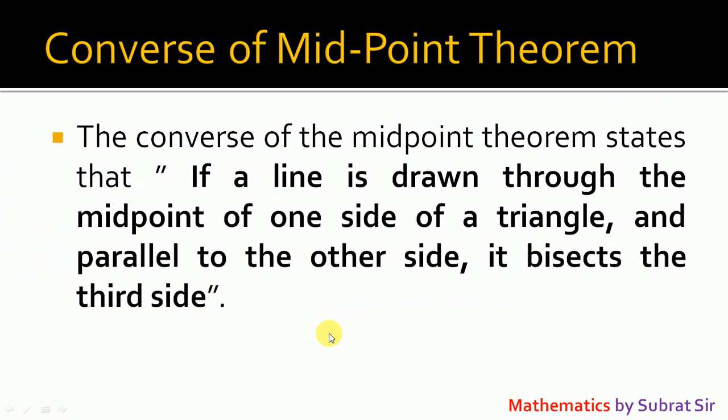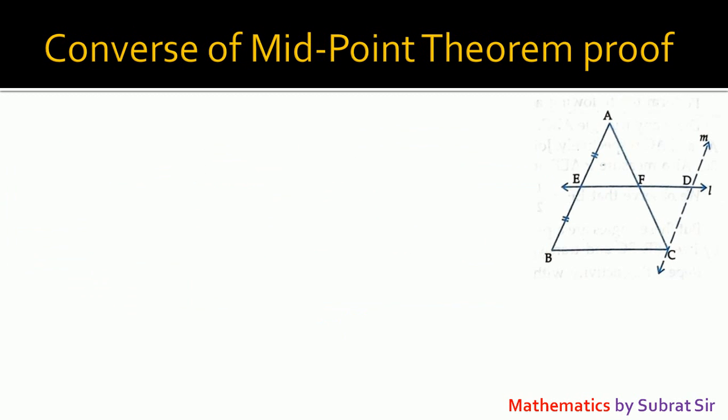Then we have a converse of midpoint theorem. The converse of midpoint theorem states that if a line is drawn through the midpoint of one side of the triangle and parallel to the other side, it bisects the third side. It is the converse of that one. In this also we can see.